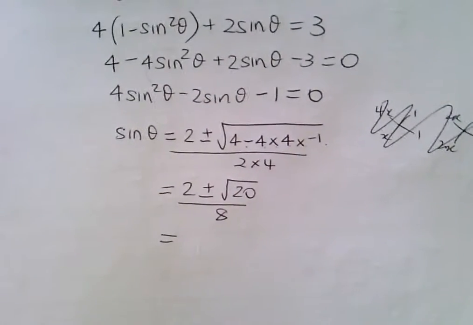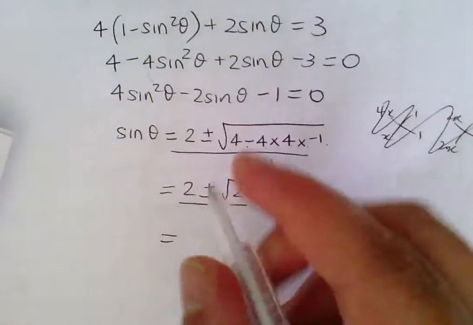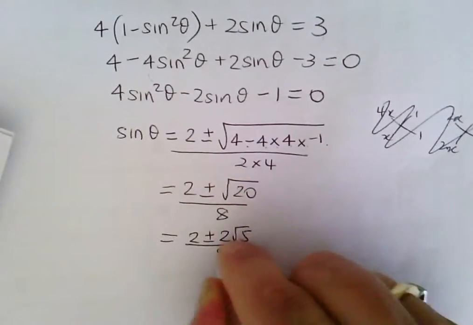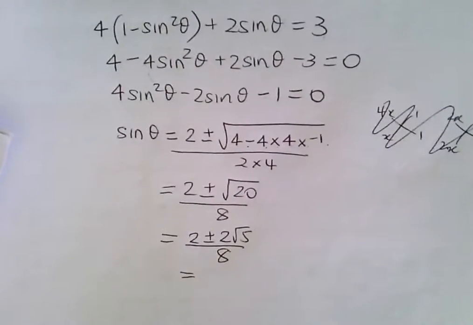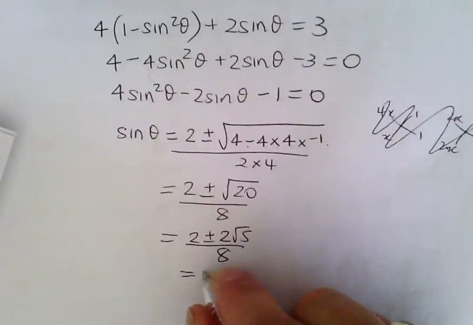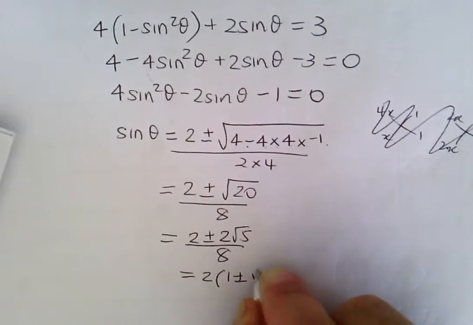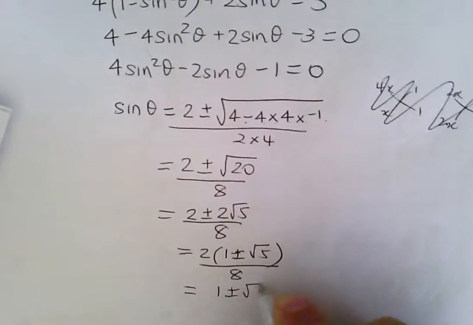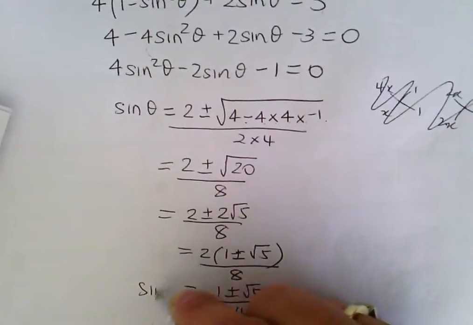What are you going to do with square root of 20? Good. So 2 plus or minus 2 root 5 over 8. Now what are you going to do? You're going to divide. You can take out 2 as a common factor on the numerator, or you divide everything by 2. To make sure you don't mess it up, why don't we do that? Now it's 1 plus or minus root 5 over 4.